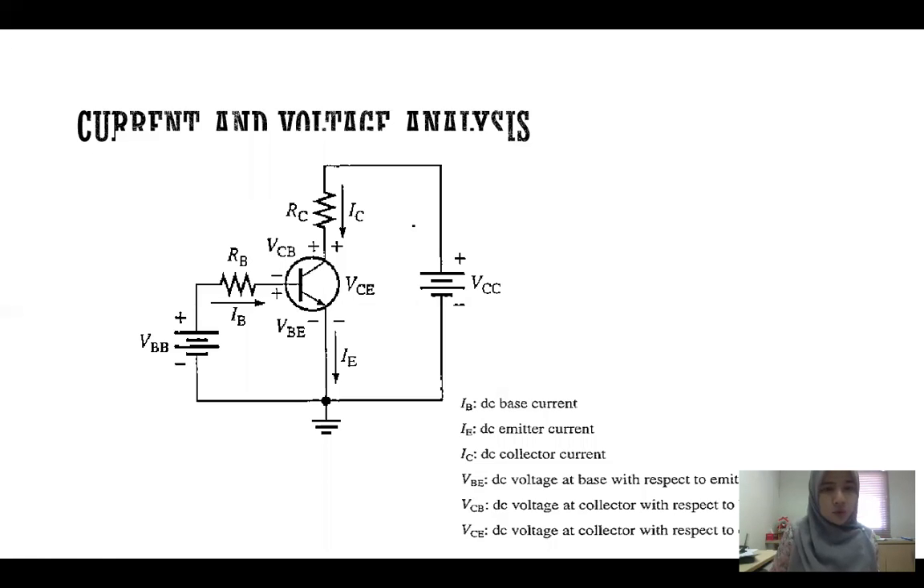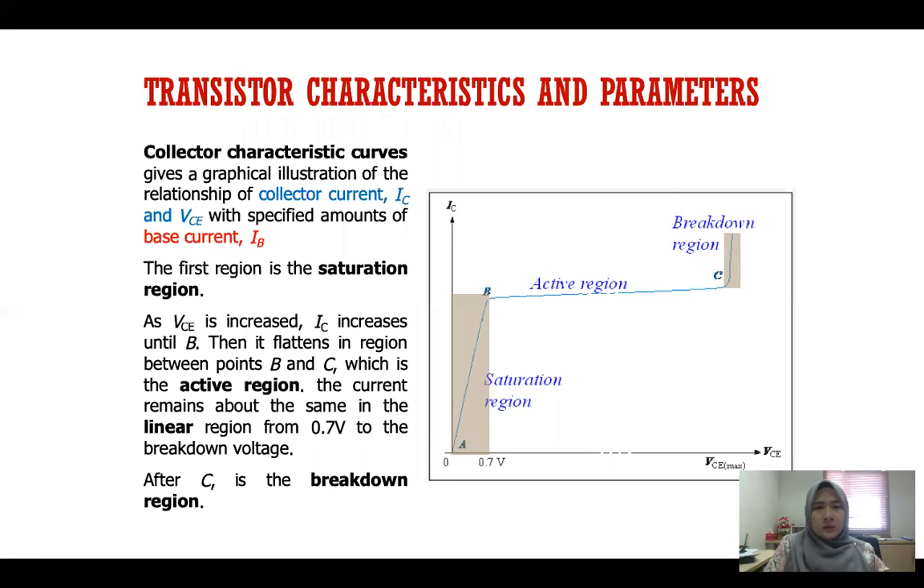This is just to show you the current flow for a common emitter. This is the emitter, collector, base. The current flows like this. This is the VCE, this is VCB, VBE. This is the transistor characteristics.